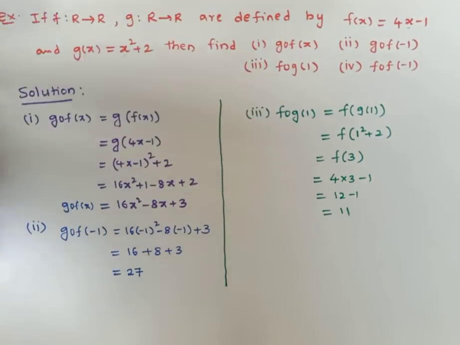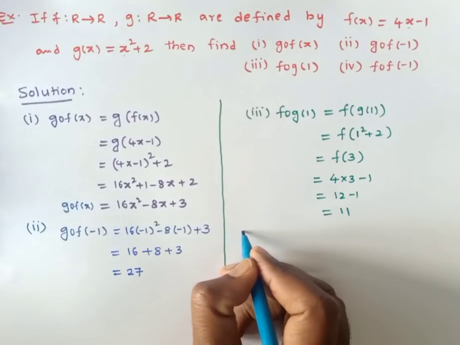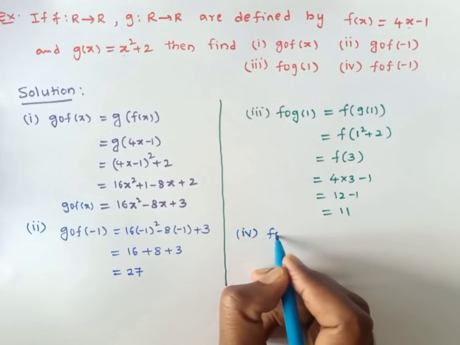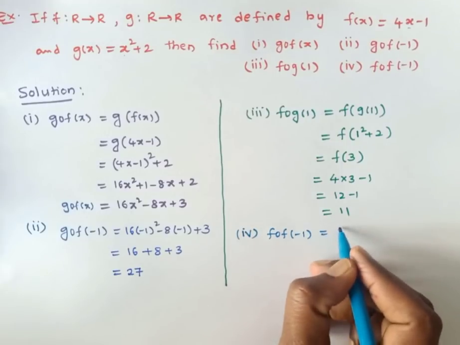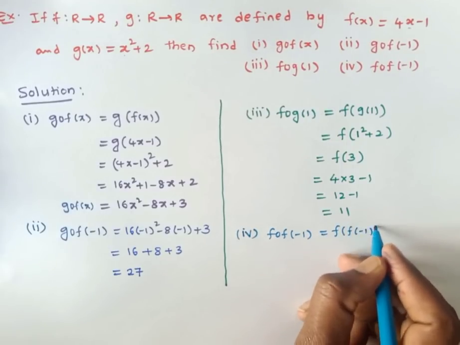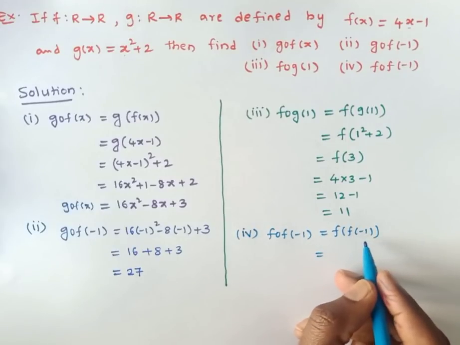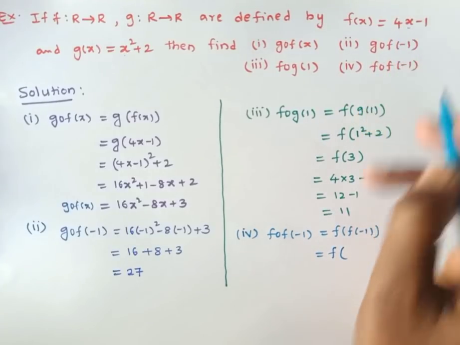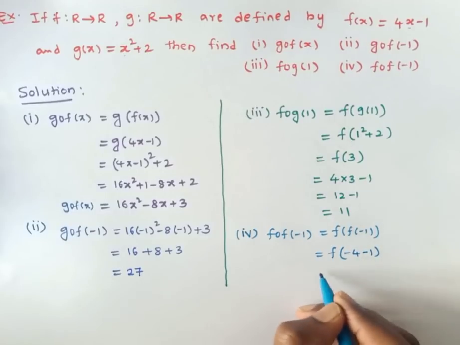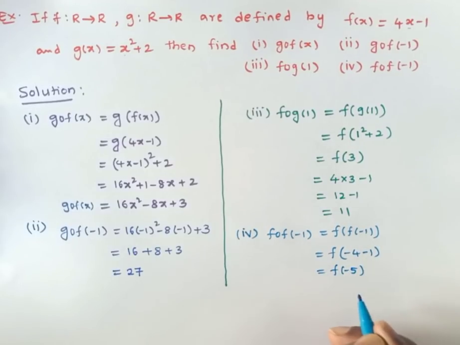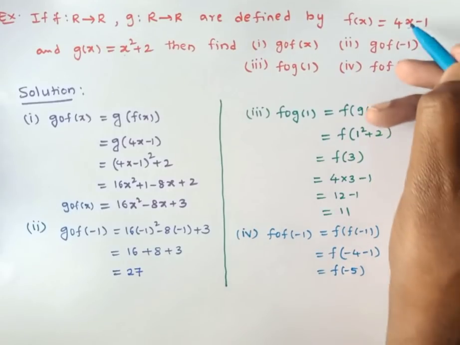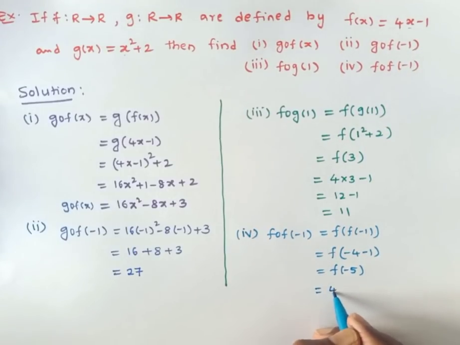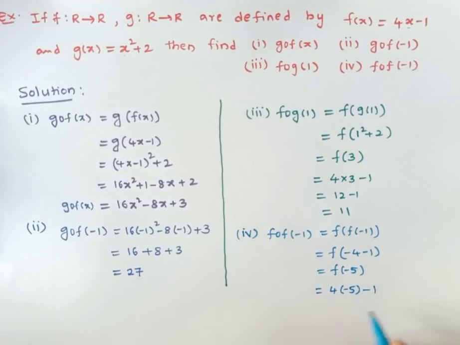Now finally f compose f of minus 1 is there. F compose f of minus 1 can be written as f of f of minus 1. So first find out the f of minus 1 value, means replace the variable with minus 1. So this is f of 4 into minus 1 minus 1, which is minus 4 minus 1, means it is f of minus 5. Now next find f of minus 5 value, means replace this x with minus 5, so that it is 4 into minus 5 minus 1. Then it is minus 20 minus 1. So finally this is minus 21.